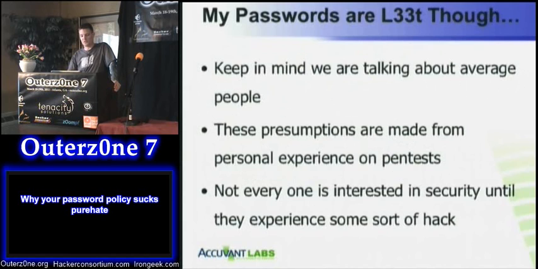So you're thinking my passwords are leaked. And that may be true. Everybody in this room might have awesome passwords, but that is not true in the real world. You've got to keep in mind that when we're auditing companies, we're talking about average people. Like I said, these presumptions are made from my personal experience. And it's also been my experience that most companies are not interested in security until they experience some type of hack.